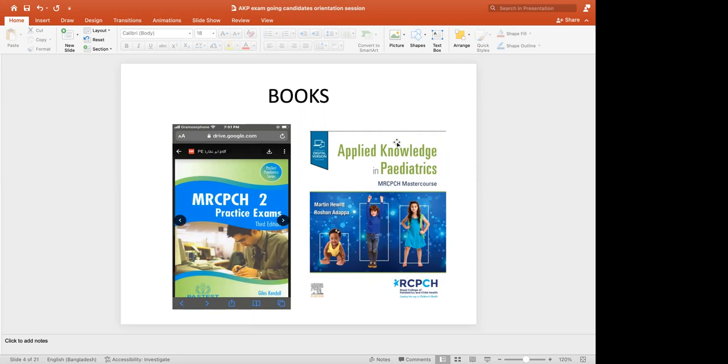And this is the Applied Knowledge in Paediatrics Master Course. This book is newly launched for AKP. It is actually a short version of the Science of Pediatrics book. In our Part 1 teaching sessions, we read line by line from the Science of Pediatrics book, every corner. So for those students, this book is actually nothing.